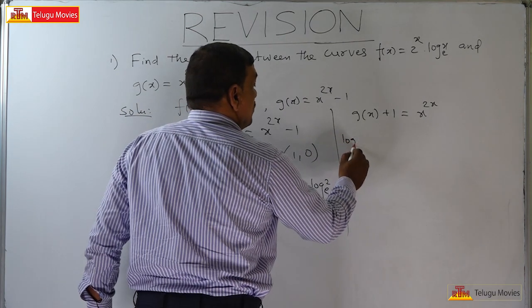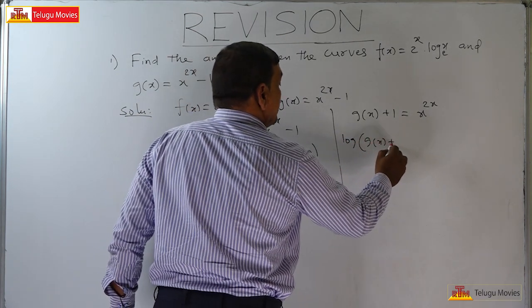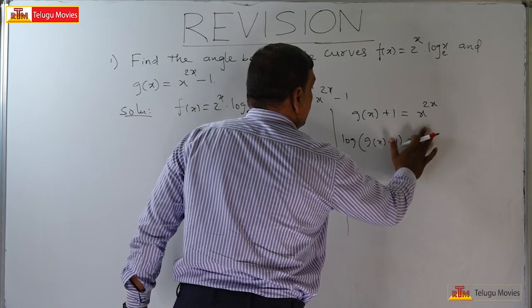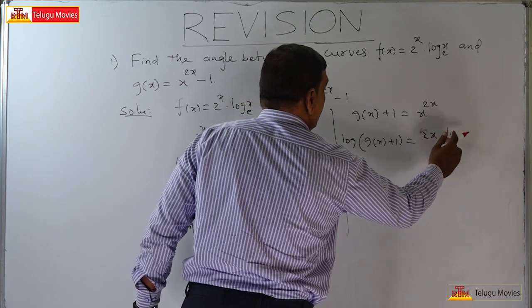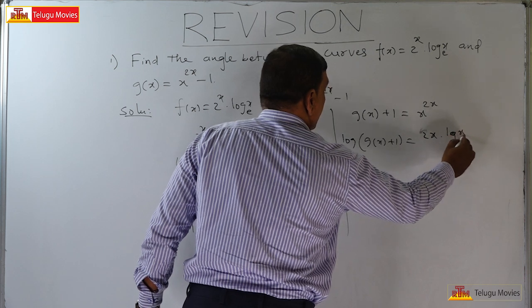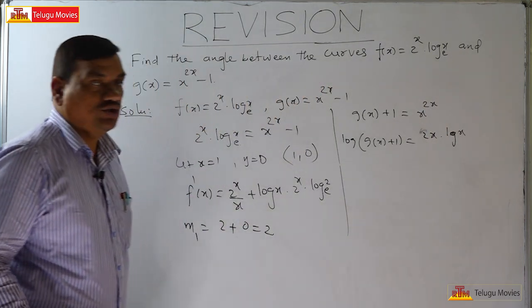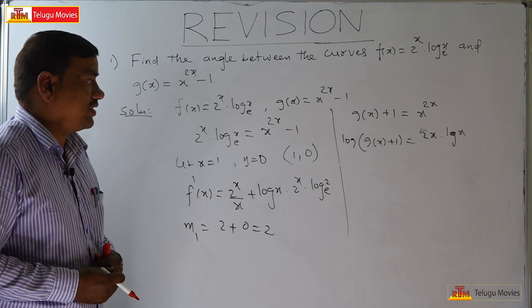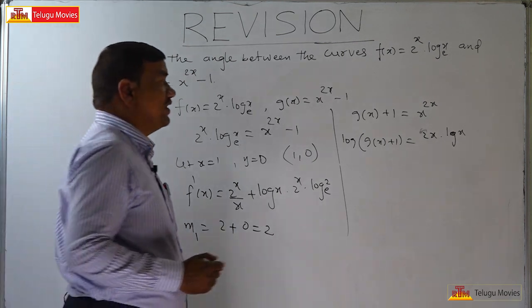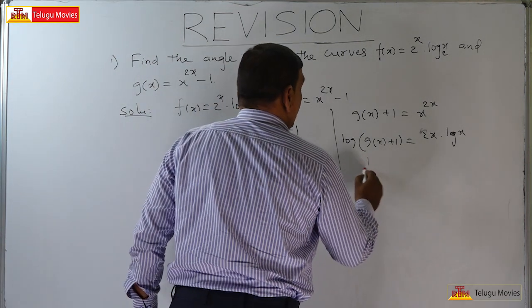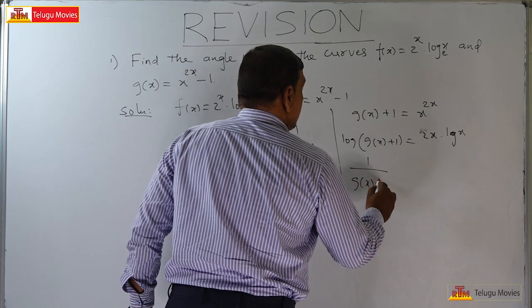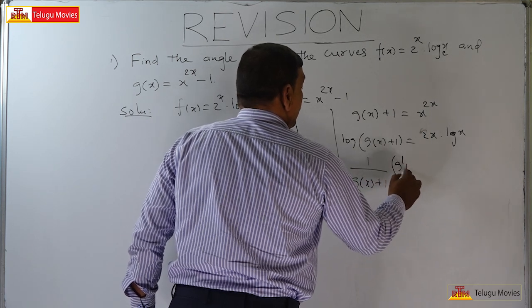So log of g of x plus 1 is equal to 2x into log x. Log x to the power of 2x is equal to 2x log x. Now differentiate with respect to x on both sides. So this is equal to 1 by g of x plus 1 into g dash of x.